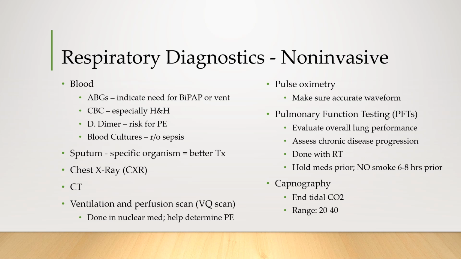D-dimer is specifically for a PE patient if we're trying to rule out a PE. Blood cultures for sepsis patients. Remember, a sepsis patient, if their temperature is going up and their blood pressure is going down, check their pulse ox, because their pulse ox is probably dropping and they're probably about to be an intubated patient, and we get into that in part 2.